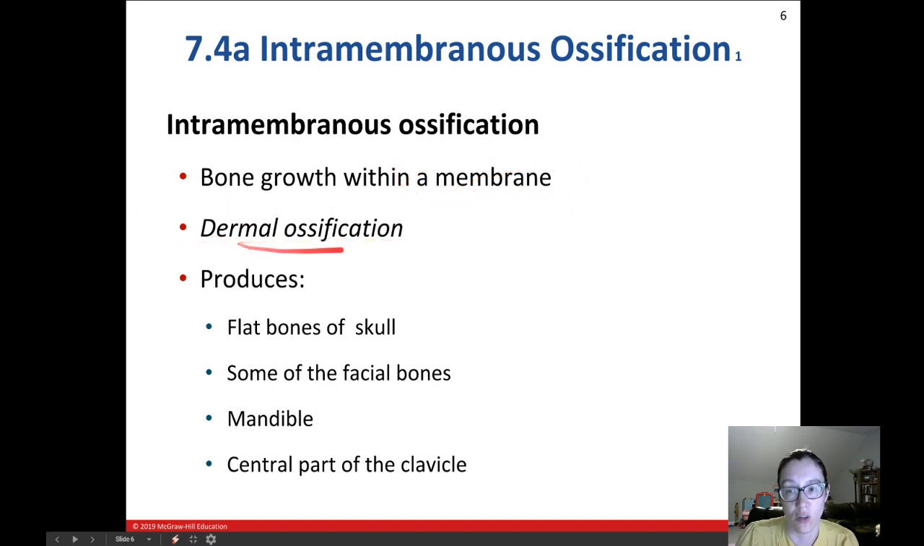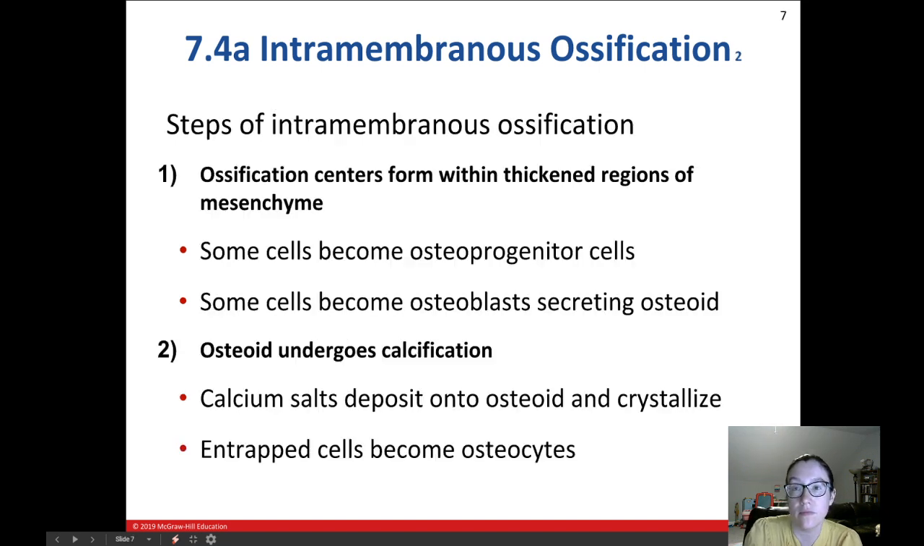This can also be called dermal ossification, and it produces the flat bones of the skull, some of the facial bones, the mandible, and the central flat part of the clavicle. So it's not as many bones. Endochondral ossification is going to be more important in forming some of the other bones. So intramembranous ossification has a couple of steps, and we'll go through them one by one.